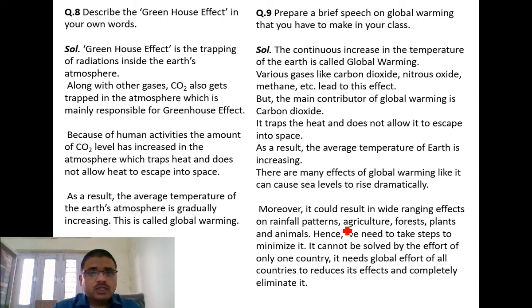I already told you how the greenhouse effect is the trapping of radiation. When the levels of gases like carbon dioxide and sulfur dioxide increase in the atmosphere, the ozone layer gets affected, and by this the temperature on the earth will increase, so global warming takes place. It is written here, you can go through these.